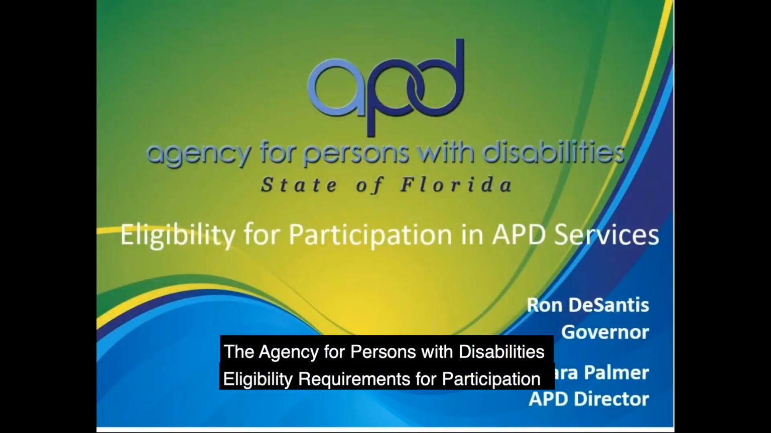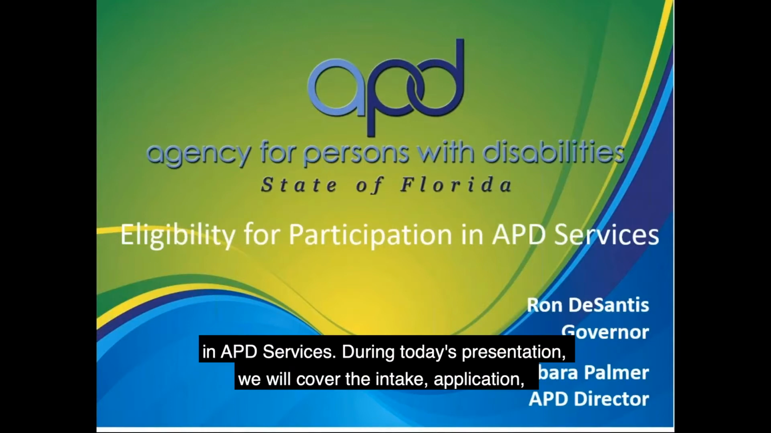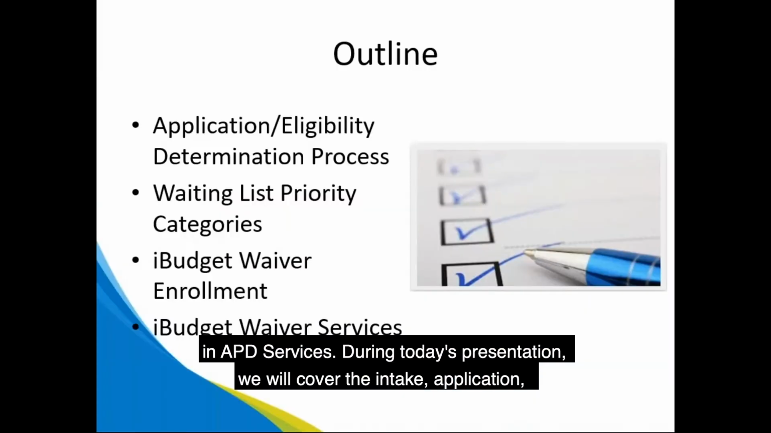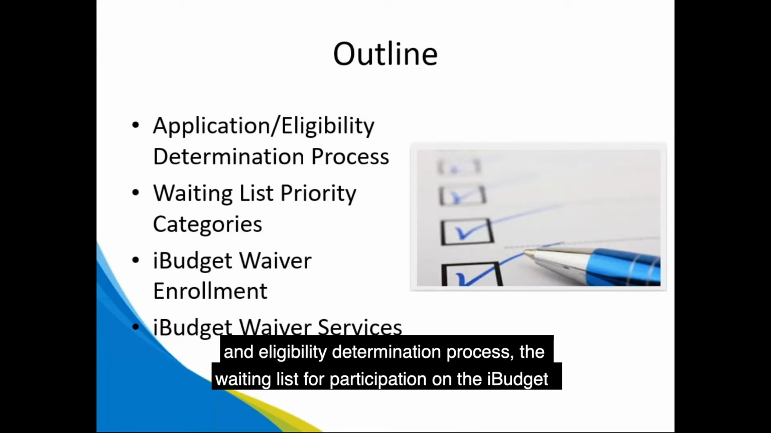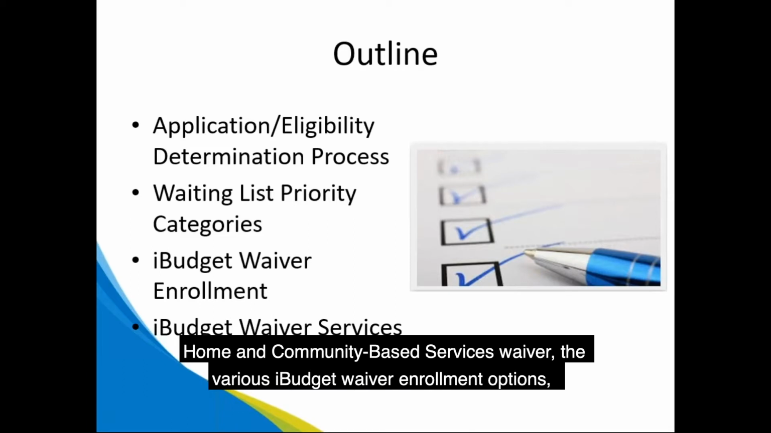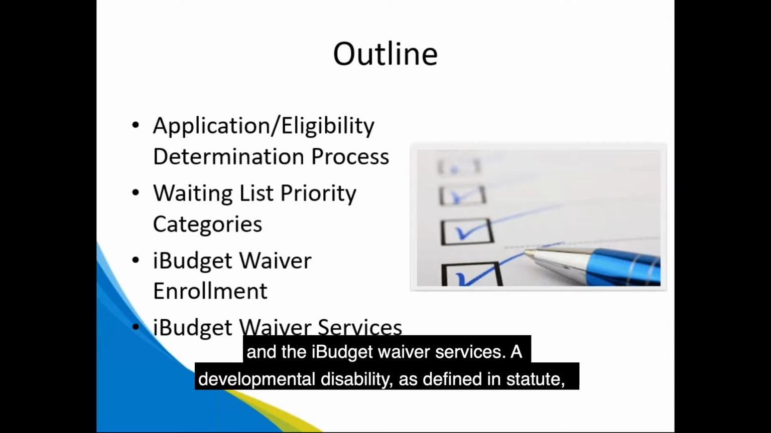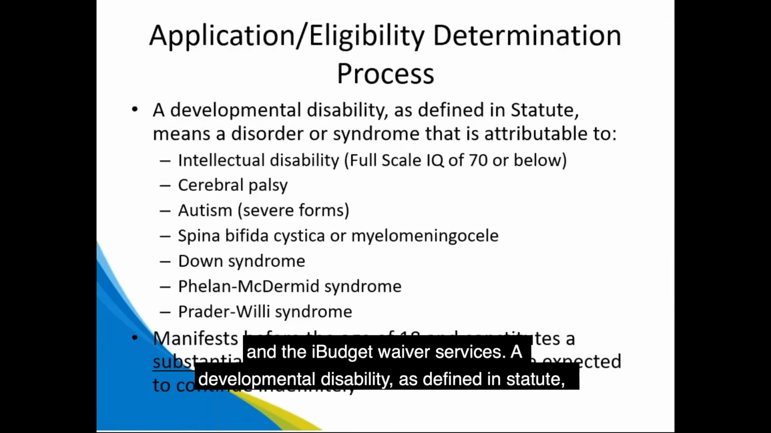The Agency for Persons with Disabilities eligibility requirements for participation in APD services. During today's presentation, we will cover the intake, application, and eligibility determination process, the waiting list for participation on the iBudget Home and Community-Based Services Waiver, the various iBudget waiver enrollment options, and the iBudget Waiver Services.